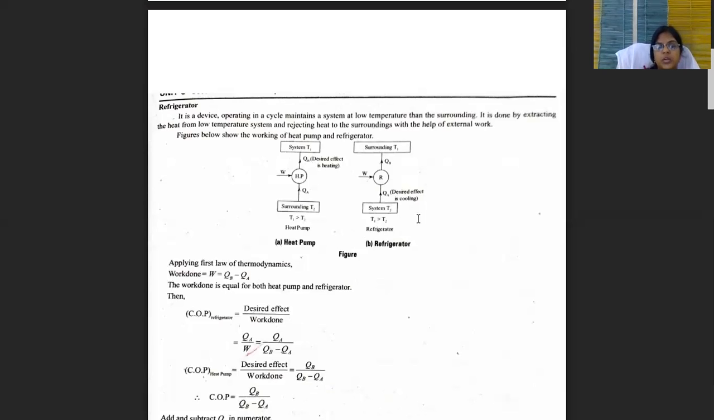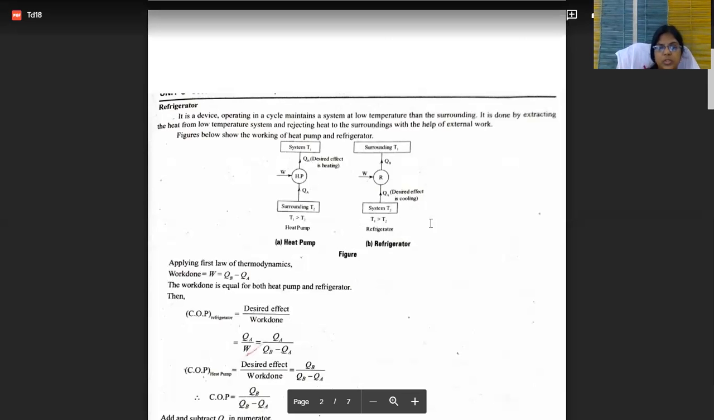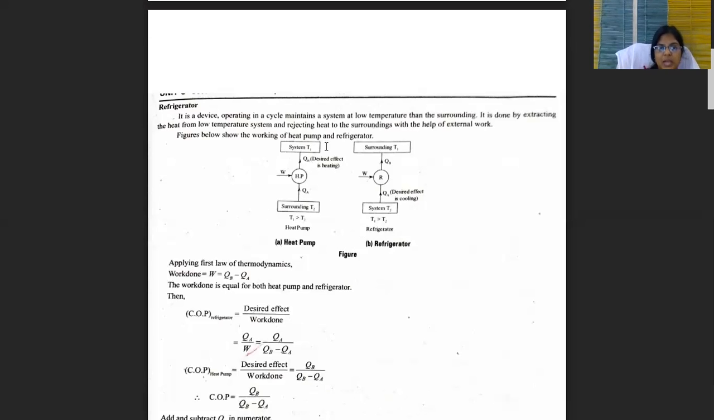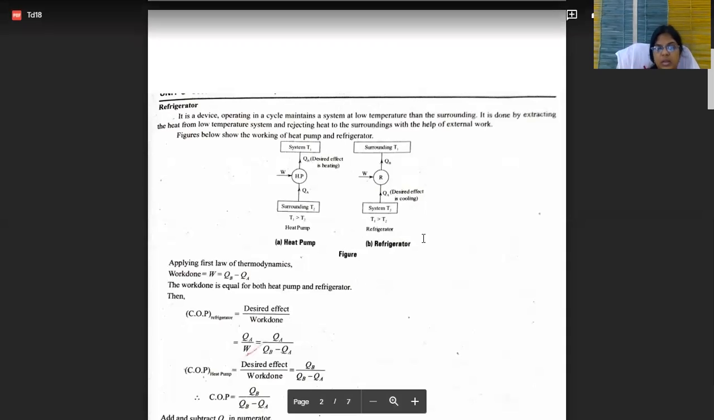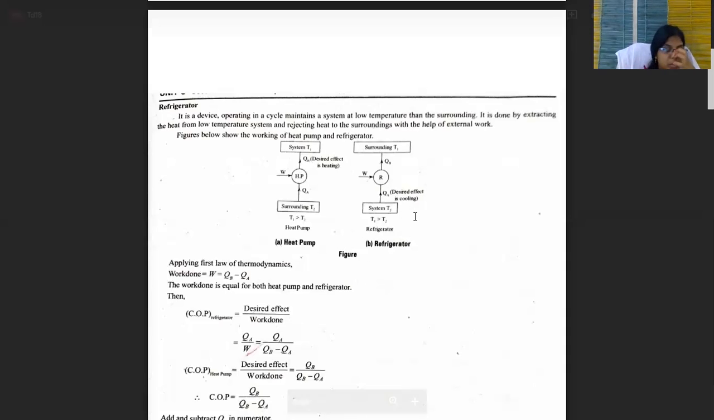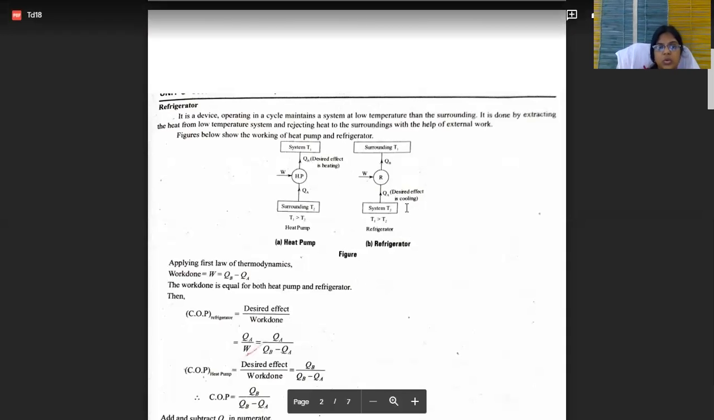Okay, here this is our lower temperature, this is our higher temperature. Here this is a lower temperature, this is a higher temperature. So here the higher temperature is the system, and here the lower temperature is the system. So that is the meaning of that. There is nothing wrong here.